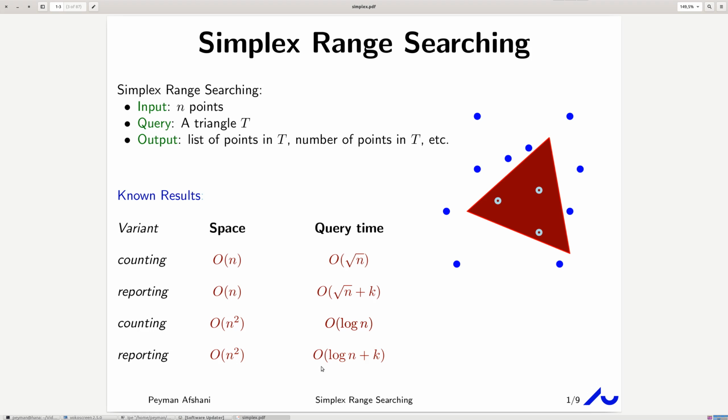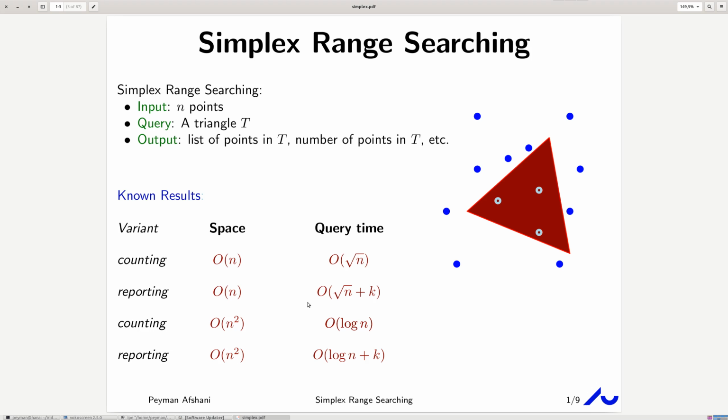Or if you want the query time to be polylogarithmic, or in particular log n, if you want very fast queries, but you have to spend n squared space. There are lower bounds in some models of computation that show essentially both of these extremes are optimal or close to optimal. So you can't do better than this. You can combine them. So for example, you could have a trade-off in between.